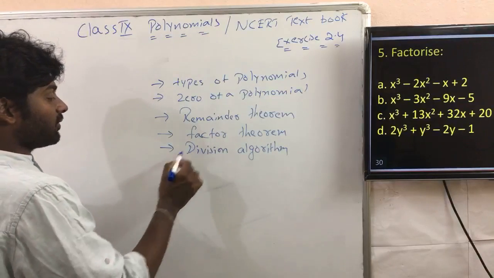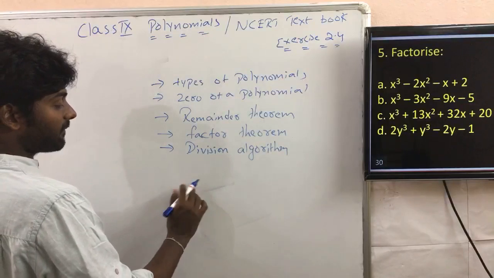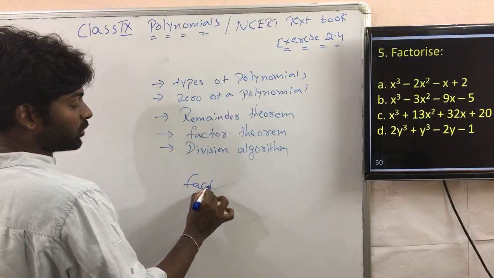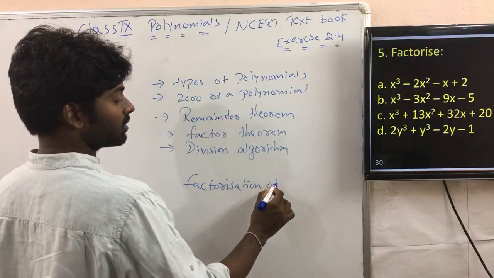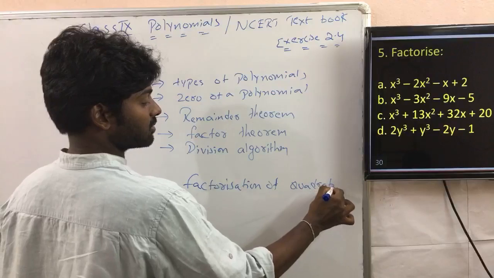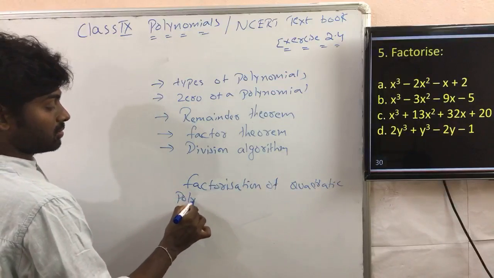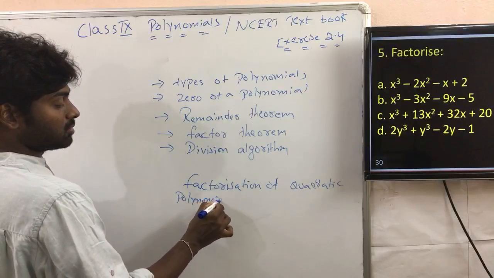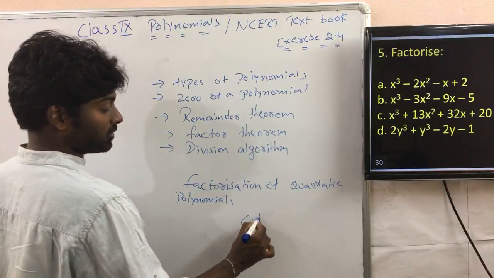So here again in exercise 2.4 we already completed the factorization of quadratic polynomials. So we are left with now factorization of cubic polynomials.